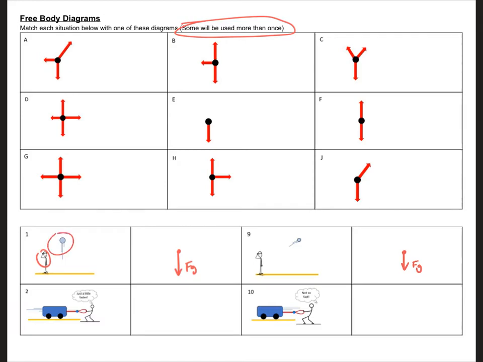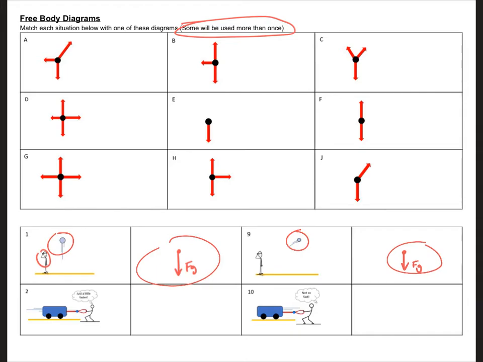Both of these objects are in free fall, and if we remember from our videos, to be in free fall, the only force that must be experienced is the force of gravity. So these free body diagrams check out with my qualifications for free fall. But let's look at 2 and 10. A little bit different.